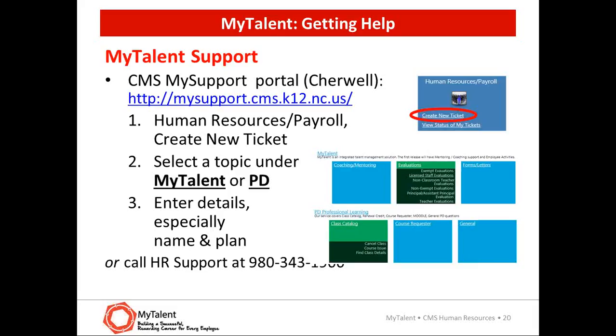You can certainly call if you need to. The best main number to use is the HR support number at 980-343-1900, and that number is obscured on the slide, but it's the 1900 number, and your issue will be captured again within the Sharewell system, and then will be routed quickly to the folks who will work on resolving whatever the issue is. Please note again that this is a very efficient way for us to resolve issues with MyTalent.